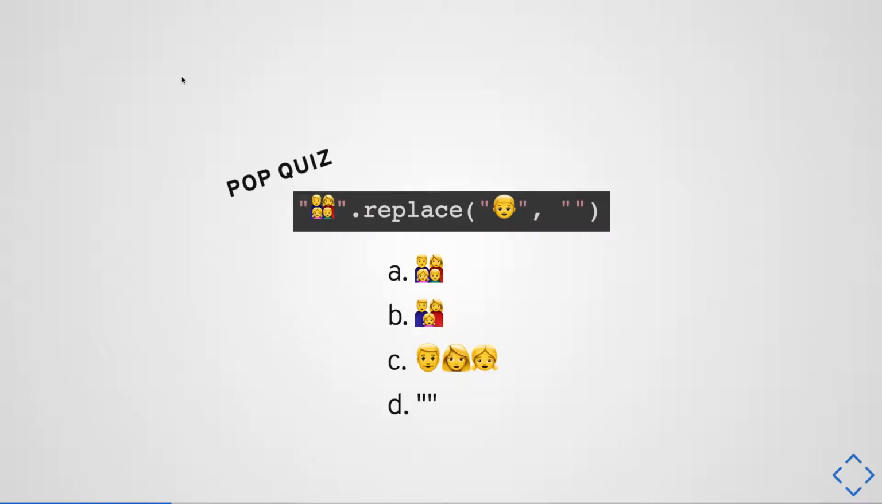All right, here we have our family emoji, and we're removing the void, and we're replacing it with an empty string. Raise your hand if you think the answer to that is A. Don't be scared, okay? Raise your hand if you think it's B. Raise your hand if you think it's C. And then D. All right, what should we see?